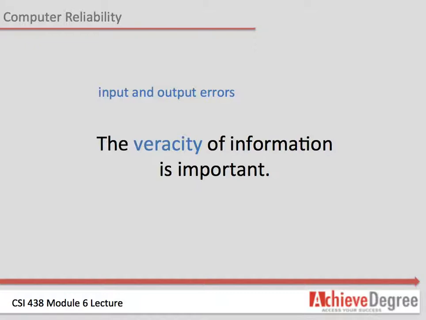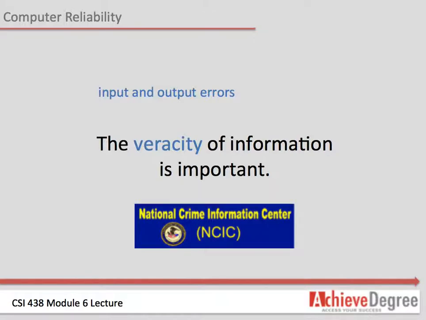Why is this important? The National Crime Information Center is a database of criminal justice information available to law enforcement agencies across the nation. A lot of the information entered into the NCIC comes from other law enforcement and intelligence agencies. It is not practical for the FBI to check all of this information.